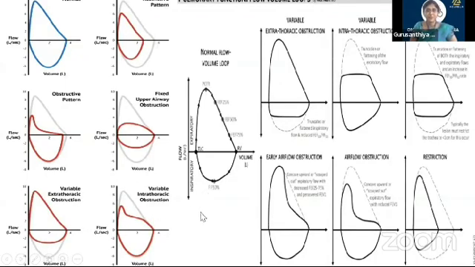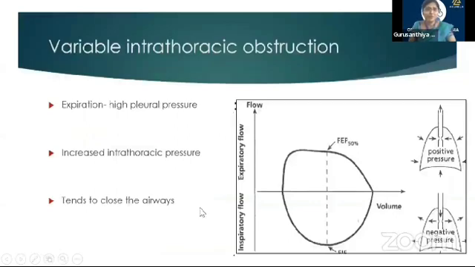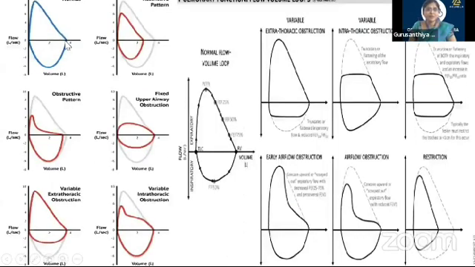As a postgraduate, I always wondered what I was going to do with this. So after reading for quite some time, I learned this is nothing more than understanding the subject. So here, this is a normal graph, which we have seen so many times by now. You are actually inspiring from the residual volume to total lung capacity and then expiring to the residual volume.